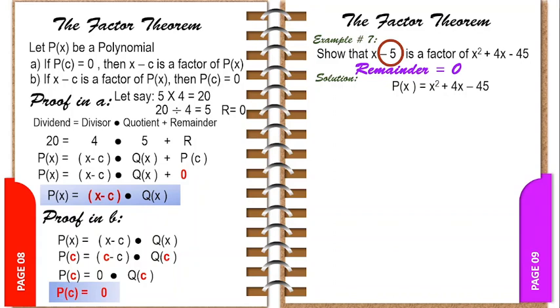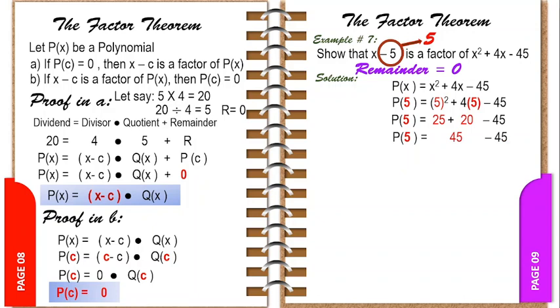So, in order to do that, our given factor is x minus 5. Change it, it becomes positive 5. Replace all x by 5, so we have p of 5 equals 5 squared plus 4 times 5 minus 45. Simplifying, we have 5 squared is 25 because 5 times 5 is 25. 4 times 5 is 20. Bring down negative 45. P of 5 is 25 plus 20 is 45. Bring down negative 45. 45 minus 45 is 0. Therefore, we can prove that x minus 5 is a factor of the given polynomial because the remainder is 0.